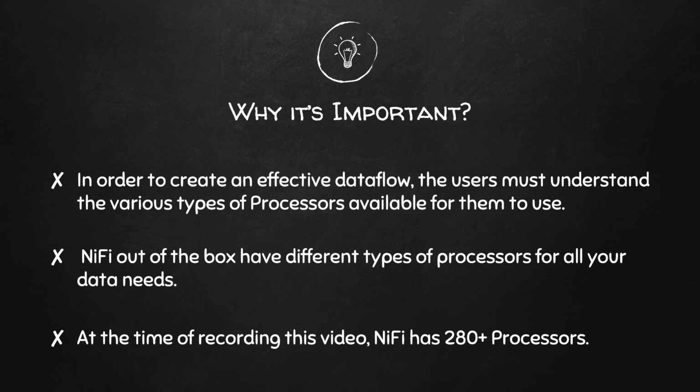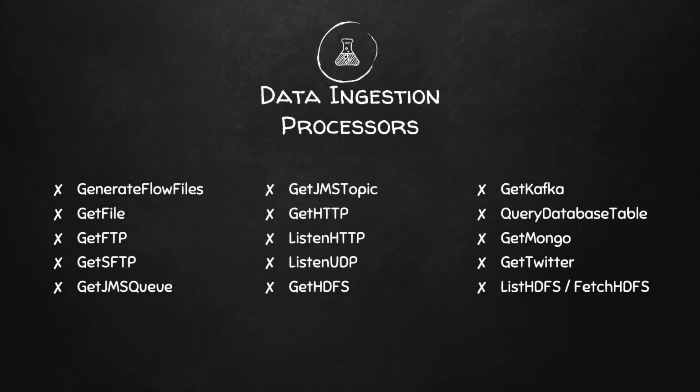So I'll not attempt to name and explain each of these processes that are available. But instead, I will highlight some of the most commonly used processors by name, categorizing them by their functionality. Let's get started. The first type of processors is data ingestion processors. These are the processors which will help us to ingest data from various data sources. As you can see here, NiFi supports a rich set of processes to ingest data from almost all the popular data sources currently available in the market.